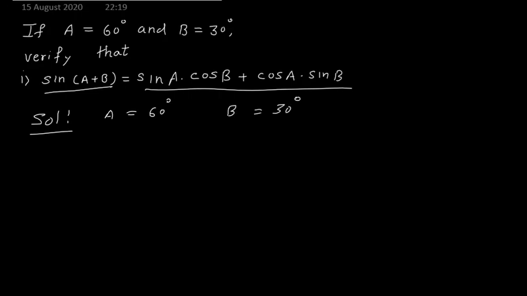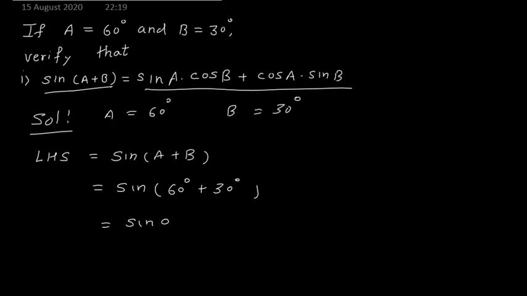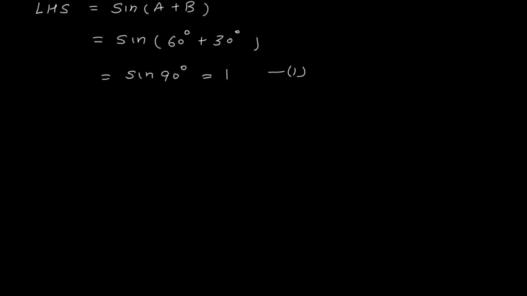Now LHS is sine of A plus B, which is sine of 60 degree plus 30 degree, so sine 90 degree, and the value of sine 90 is 1. This is the first equation. Now let us see what RHS is.